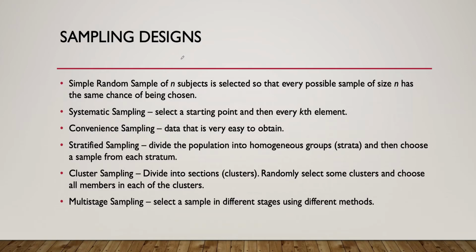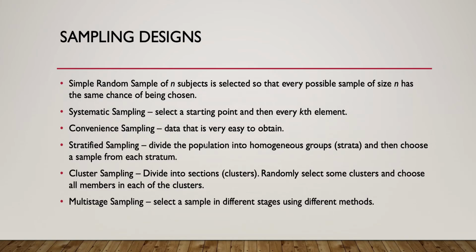And just like with experiments, we have sampling designs. The first being simple random sample, where a sample of n subjects is selected so that every possible sample of size n has the same chance of being chosen. Systematic sampling chooses a starting point and then every kth element or individual. Convenience sampling is data that's very easy to obtain and no real attempt at randomization.